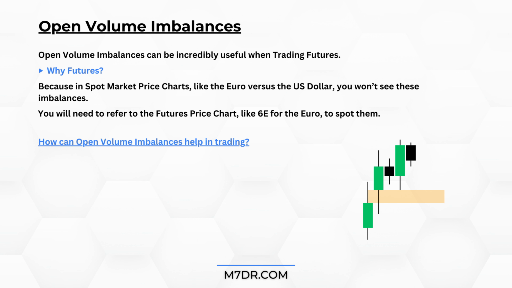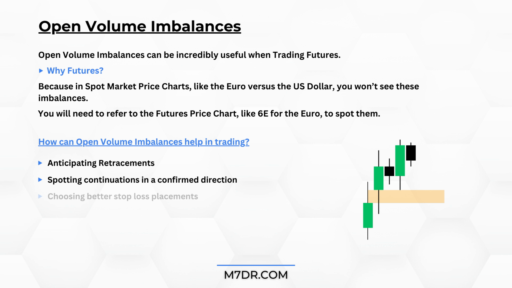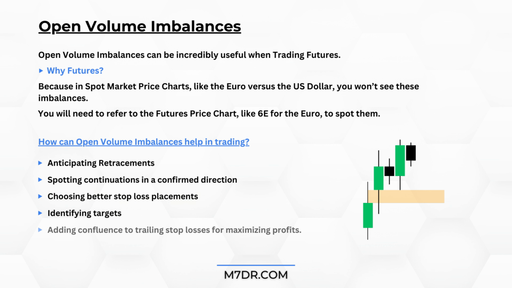So how can open volume imbalances help in trading? They can be used for anticipating retracements, spotting continuations in a confirmed direction, choosing better stop-loss placements, identifying targets, and even adding confluence to trailing stop-losses for maximizing profits. Why? Because, like I said, open volume imbalances act like magnets. They help us anticipate market moves and make better trading decisions. Let me show you some examples on the charts to bring this concept to life.